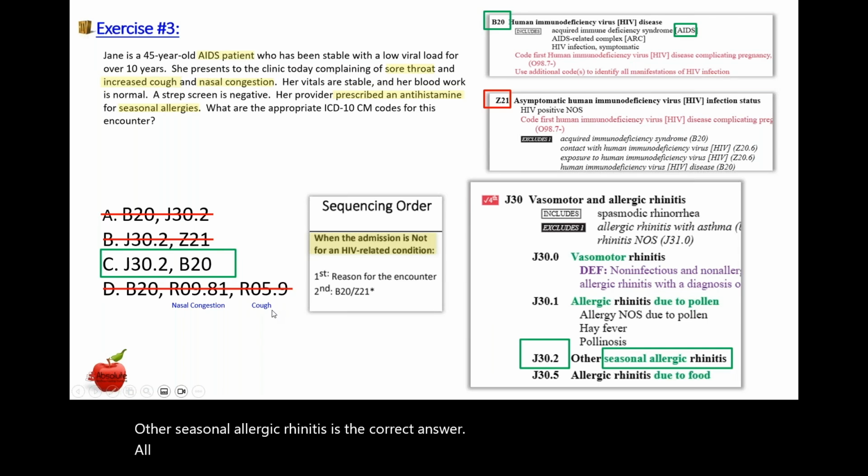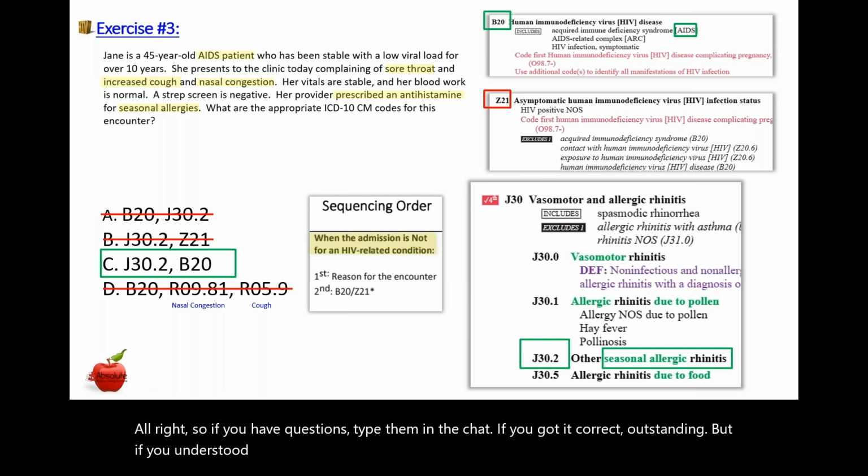All right, so if you have questions, type them in the chat. If you got it correct, outstanding. But if you understood and changed your answer, that is priceless.